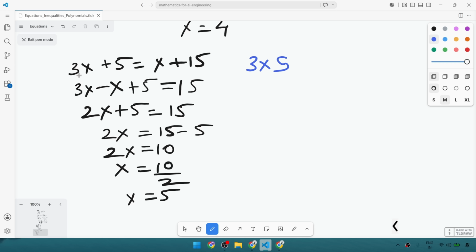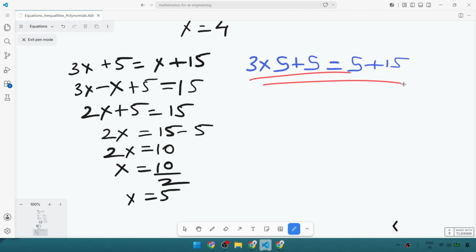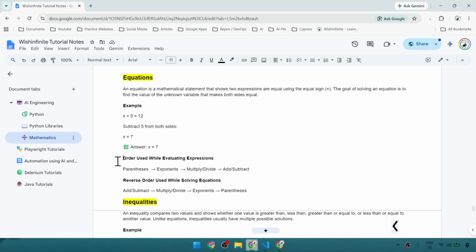We can consider that it is 3 multiplied by x. So we are doing this 3 multiplied by 5, and then we have this plus 5. And at the right hand side also we were having this x. So value of x is 5 and then plus 15. And now this is our basic mathematical expression. How to solve it? That also we just saw that we need to follow this particular order when we are evaluating the expression. So here we are having multiplication and addition. So in this case we will be first solving this multiplication and then this addition part.